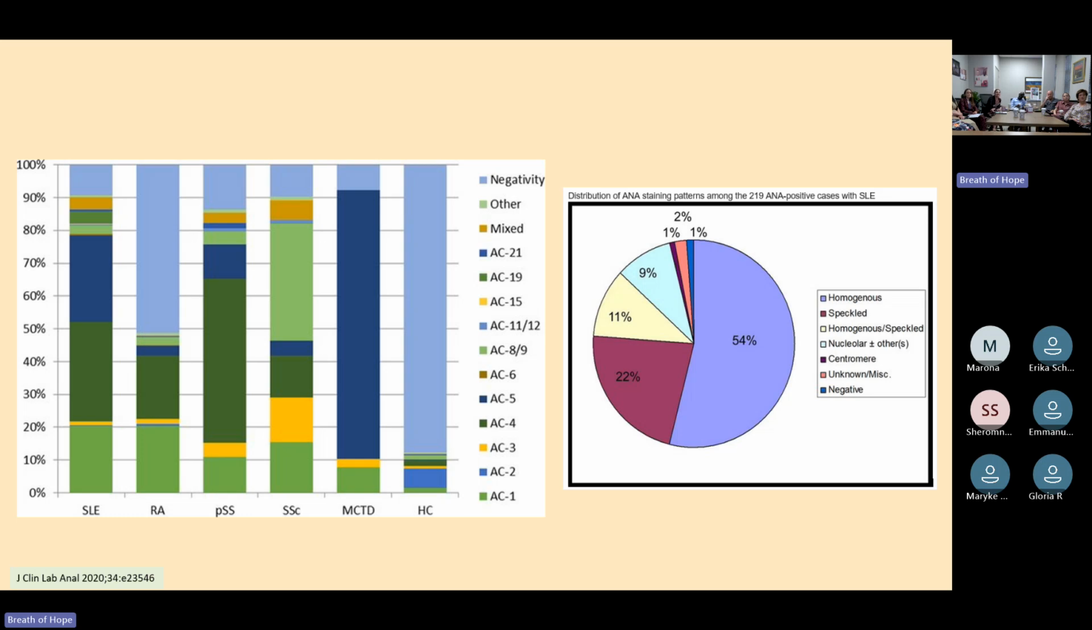The idea of this slide was just to show you that these things are not in silos. It's not that if you've got SLE, it must be AC1. It can be AC1, it can be AC4, it can be a nucleolar pattern, it can even be cytoplasmic patterns.